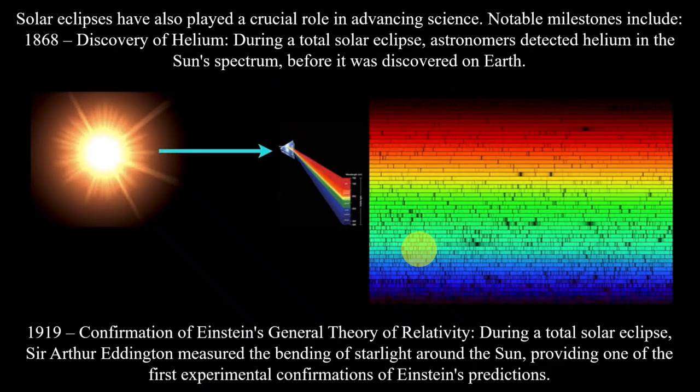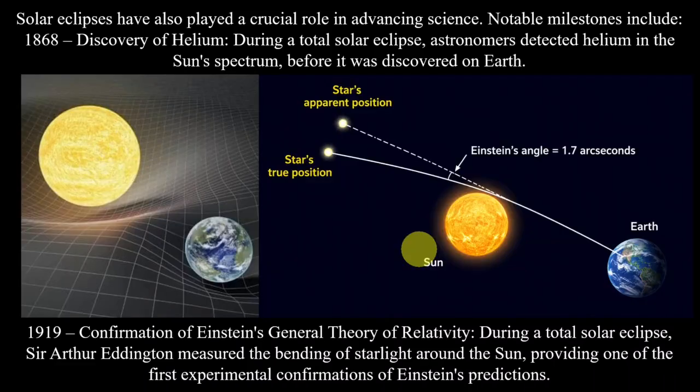And even solar eclipses have helped us to advance science. For instance, there was a total solar eclipse in 1868. Scientists were able to detect the presence of helium in the spectrum of the sun. Before they even discovered it here on Earth, they had only discovered it in the sun, because they did the investigation during a solar eclipse.